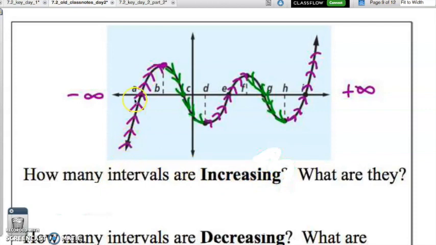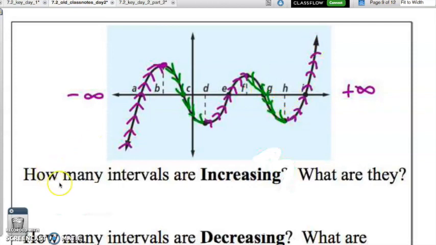So between A and B the graph is increasing. Then it turns, and between B and D, it's going down. And then here at D it starts turning up again. We've labeled the increasing in purple. It goes up until it hits about point F, and then it turns again to go downwards in a decreasing, or green, till it hits H, and then it goes up again.